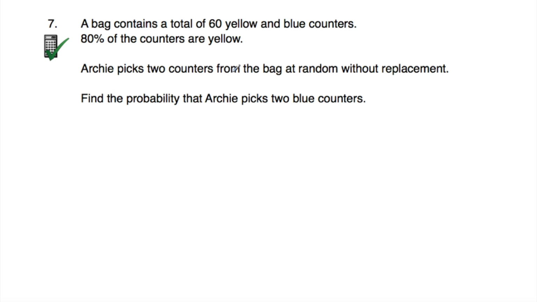So he's going to take 2 counters out of the bag. He's going to take one out. He's not going to put it back in, and then he's going to take another one out. And the question says, find the probability that Archie chooses 2 blue counters.